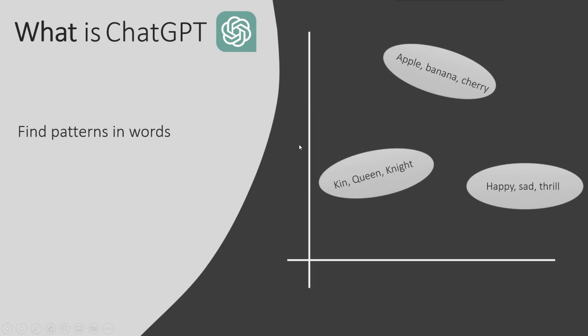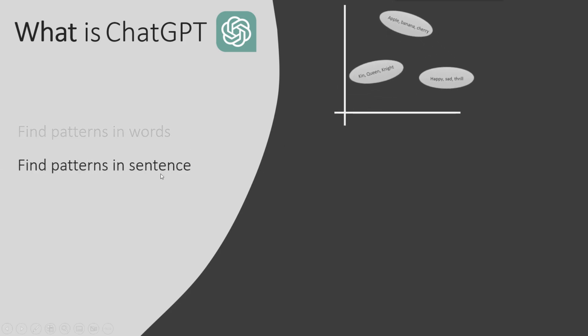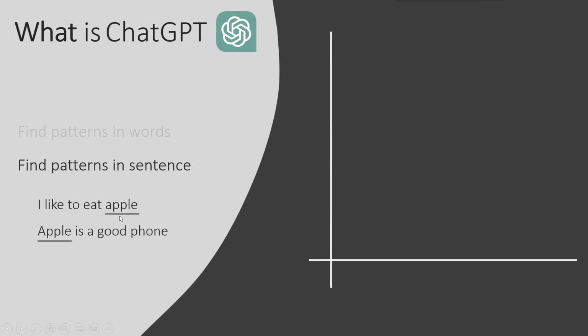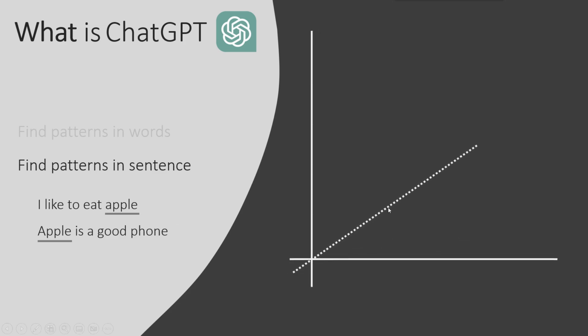But in daily life, it will help us find patterns in sentences. For example, I like to eat apple, or apple is a good phone. The problem now is we have the same apple, and if we use an XY plane to describe apple, it would be difficult because it is the same apple and we cannot have different positions for them. How does ChatGPT deal with this problem? The solution is we introduce another dimension, the Z dimension. Now we have X, Y, Z, a 3D dimension.